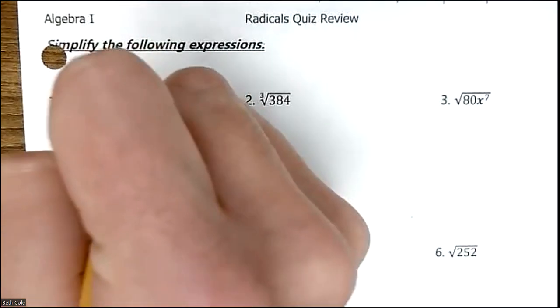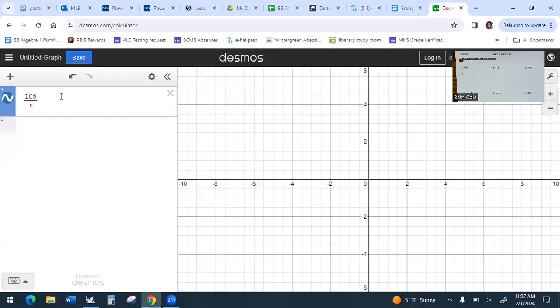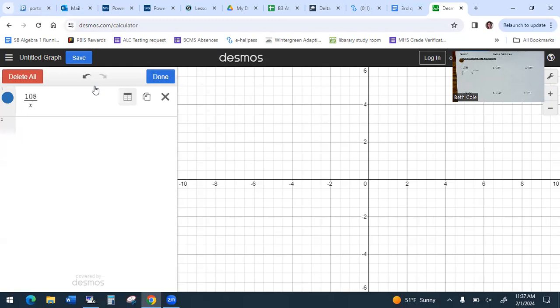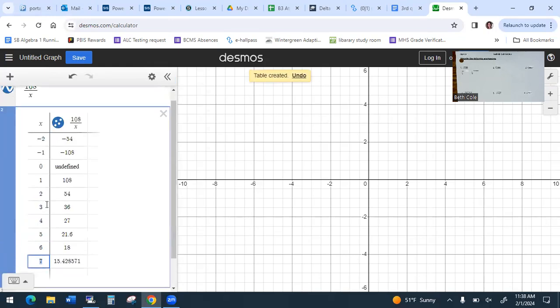Okay. Draw two little houses. I'll make the table for us. All right, so I'm going to type 108 divided by X, make the table. Don't everybody shout. I want everyone to have a chance to try and find it. You're looking for a square that's on that list, a perfect square, because it's a square root. Now, if you want to say it, just give everyone a few seconds. What is it?